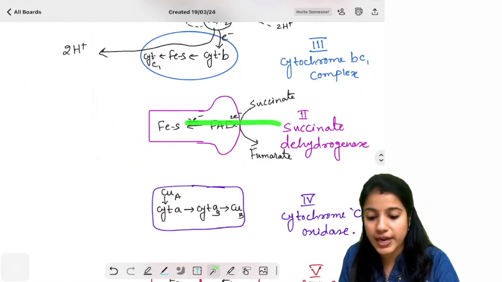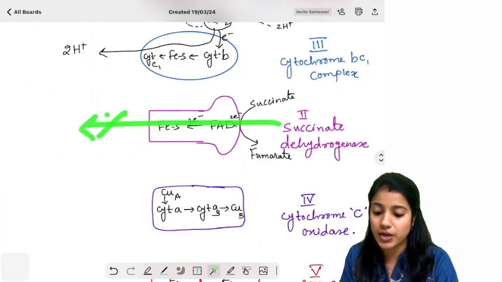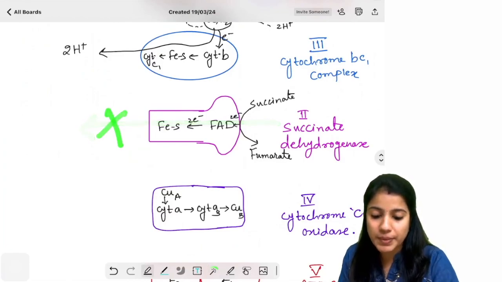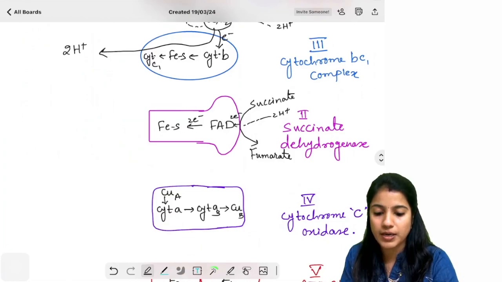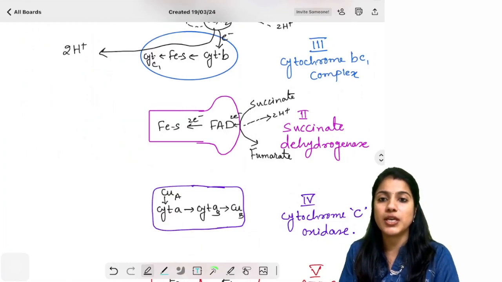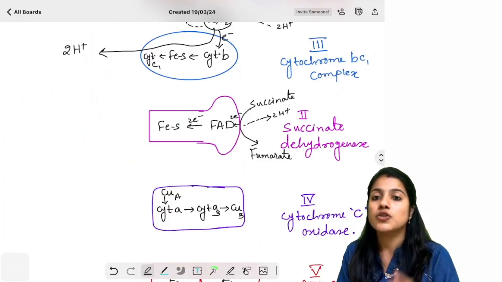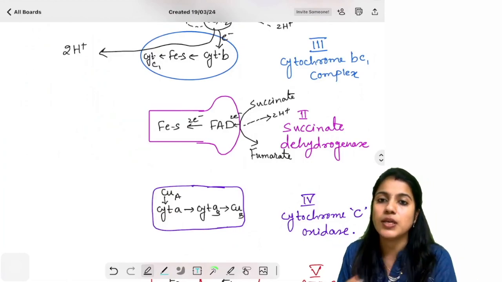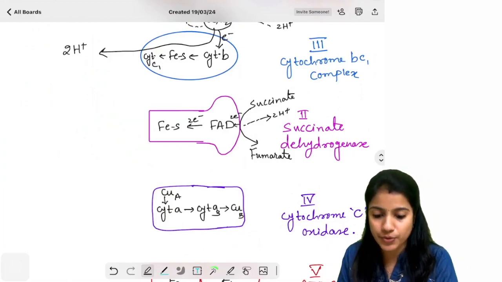But what about protons? Now, proton cannot be pumped here. They cannot be pumped here. So they will be sent back. They will be sent back into the matrix. This we are not mentioning, I am just mentioning it for the reference. So those 2 protons will be sent back into the matrix since they cannot pump it.